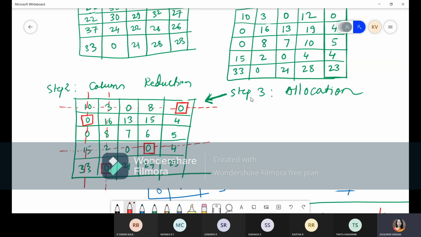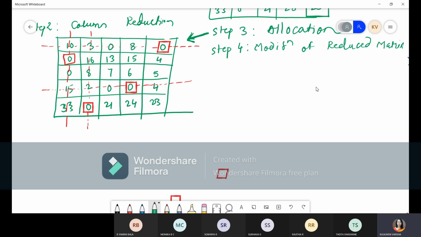But what is the order of matrix? The order of matrix is 5, because it's a 5 by 5 matrix, 5 rows, 5 columns. So the order of matrix is 5, and number of allocations are only 4. So that means what? Now we need to go for the step 4. What is our step 4? So modification of reduced matrix means this now.